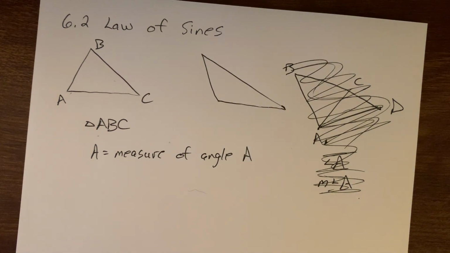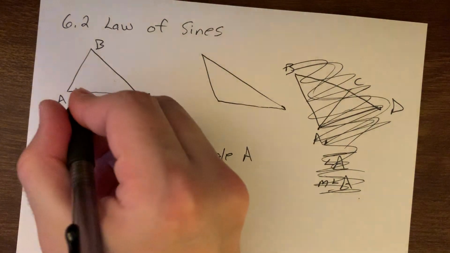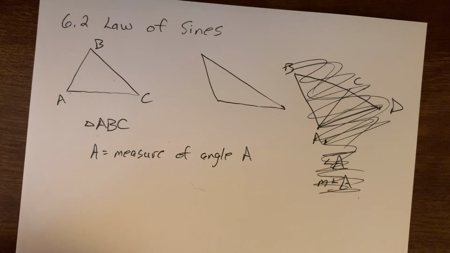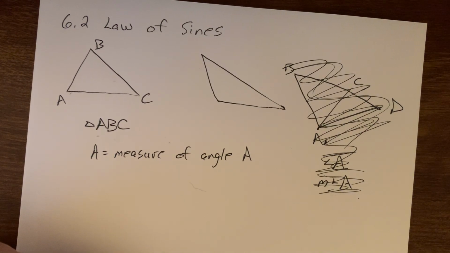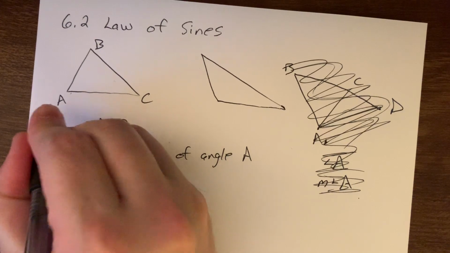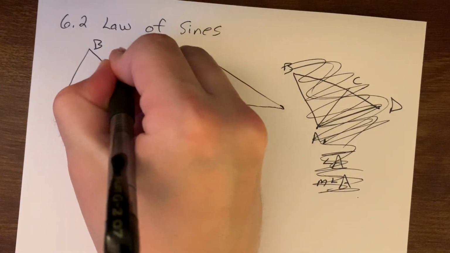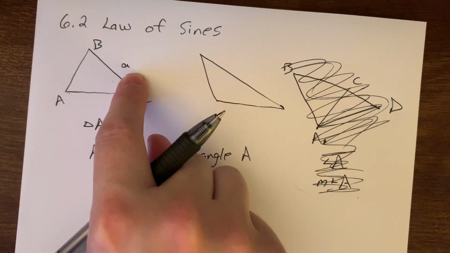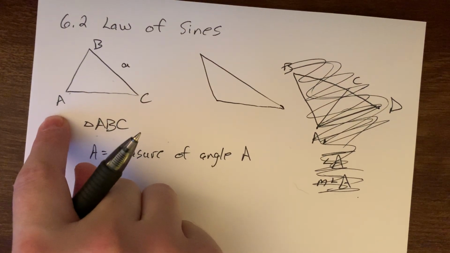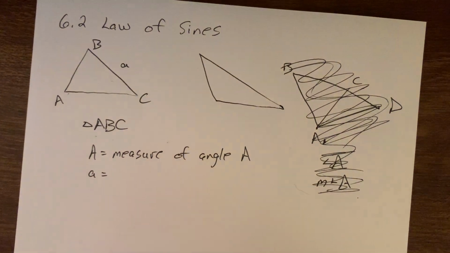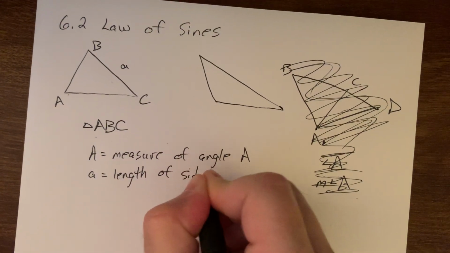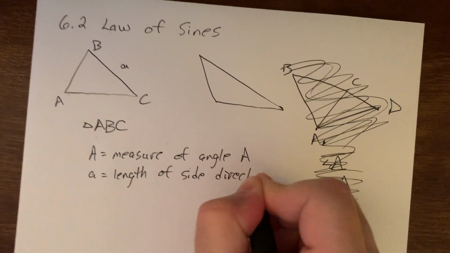But we also need to talk about the side lengths. We have three sides to go with our three angles, and we always refer to the sides by which angle they are across from. So if this is angle A, then this is the side across from it. This would be side A. And we use lowercase letters for the sides, capital letters for the angles. So little a would be the length of the side directly across from angle A.